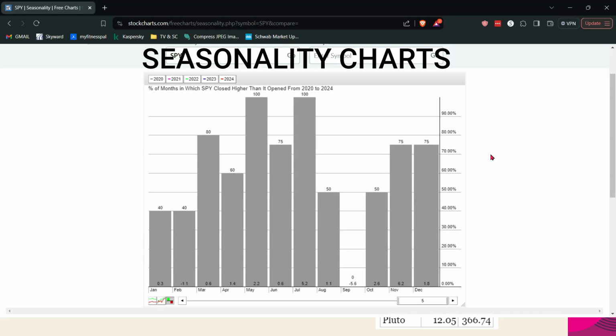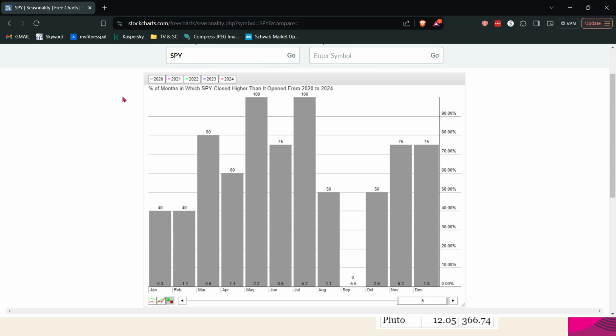Let us see a real-time example of a seasonality chart. How can we use a seasonality chart in our trading? I'm using stockcharts.com. This is the website I use to analyze seasonality. I don't know what other tools are available, but this is good. Let us see how to utilize seasonality in our trades and learn about seasonality as well.